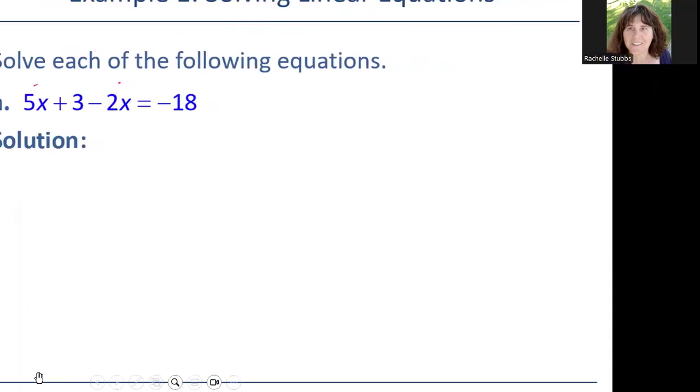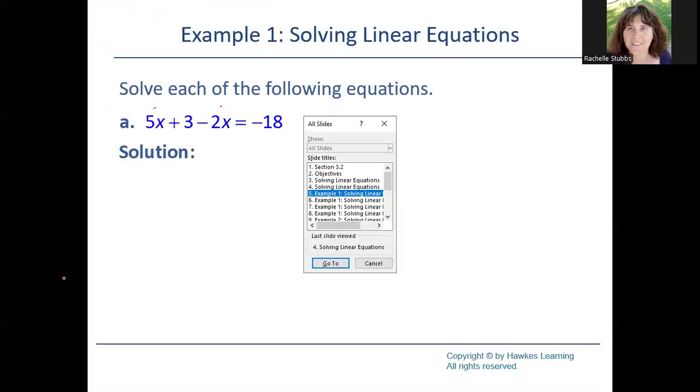I gotta get this to cooperate first for a second. Oh, okay. Here we go.